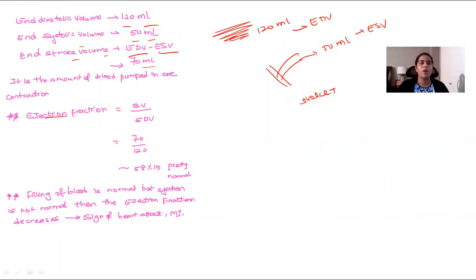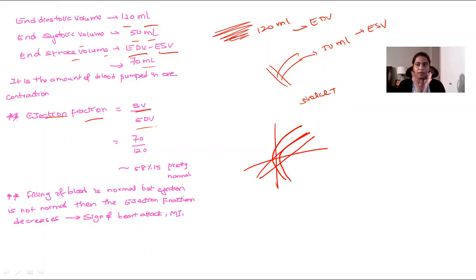Okay. Now, what is ejection fraction? Ejection fraction is stroke volume by end diastolic volume. What is this exactly? It is the fraction of how much blood has been ejected out from the left ventricle to the aorta, and from the right ventricle to the pulmonary trunk, through the semilunar valves, which are open. So when the heart is relaxed, the blood comes in. When the heart is contracting, the blood goes out.